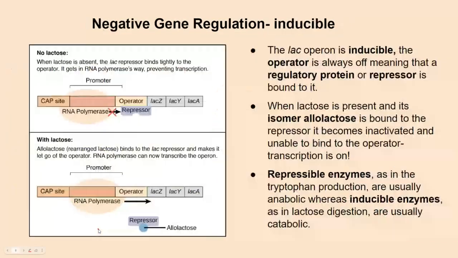Let's look at a different example. This is an example of an inducible gene, meaning it's always off. This example is called lac operon. It creates lactase. Lactase is important for breaking down the lactose sugar, which is a milk sugar.